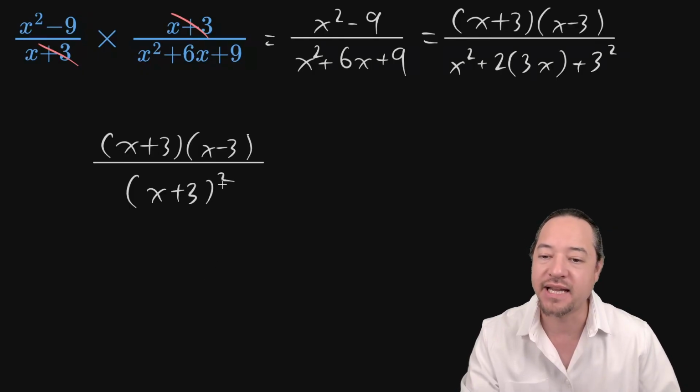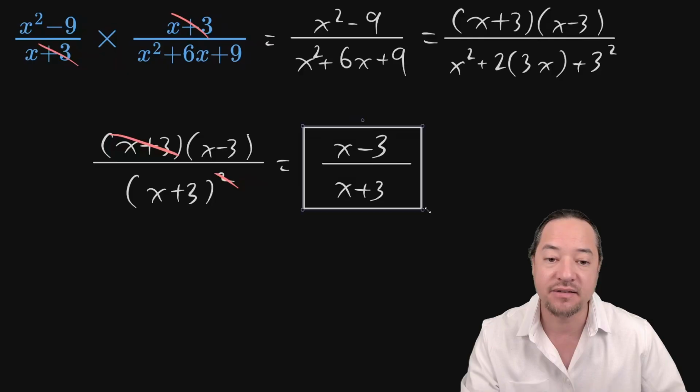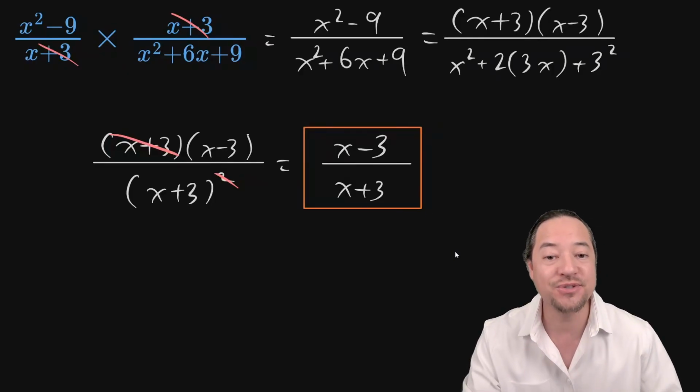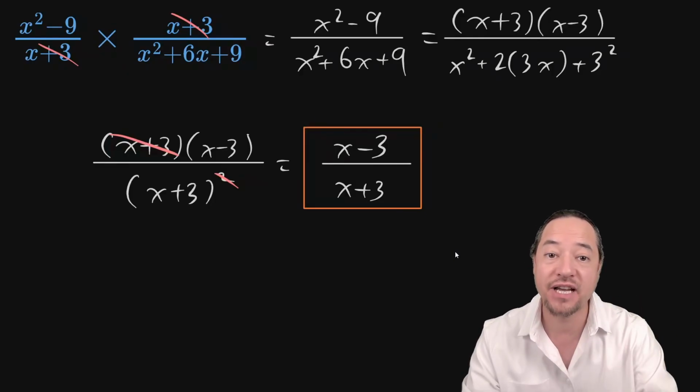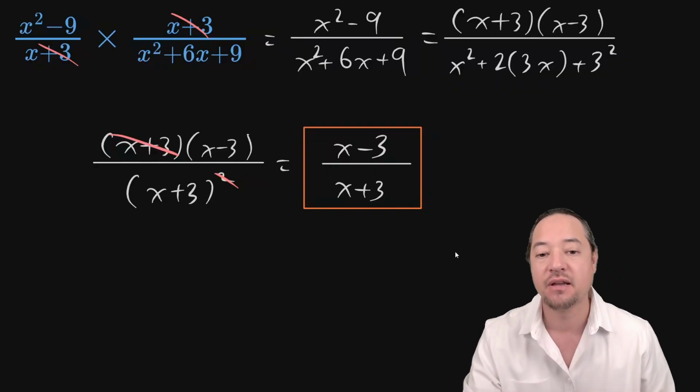From here, we can cancel this x plus 3 with one of these, giving us our final simplified result of x minus 3 over an x plus 3. And there we go. Okay, not too bad. So that's our final simplified result after multiplying these two rational expressions together.